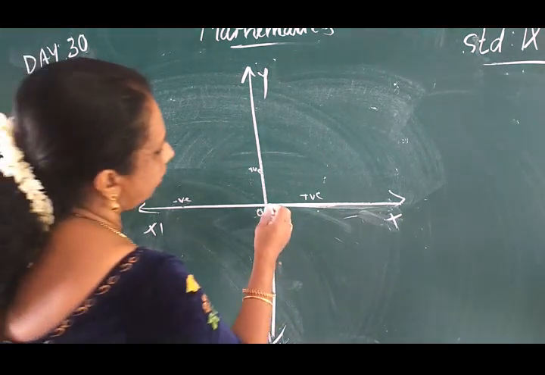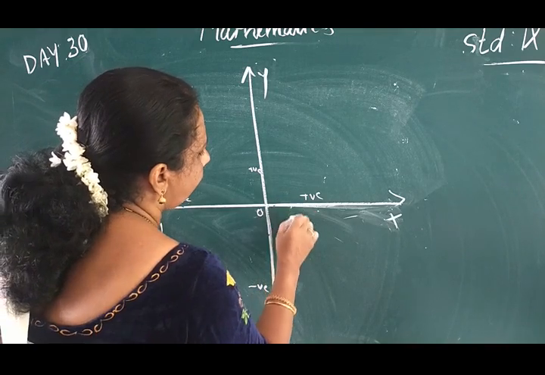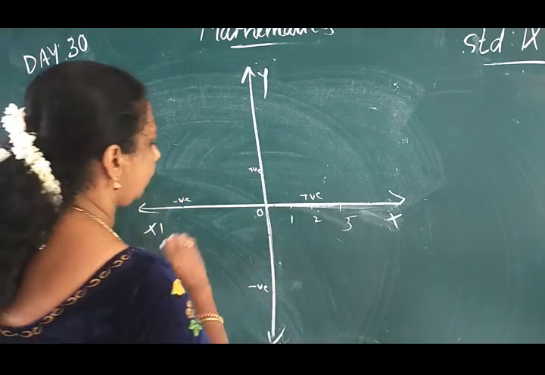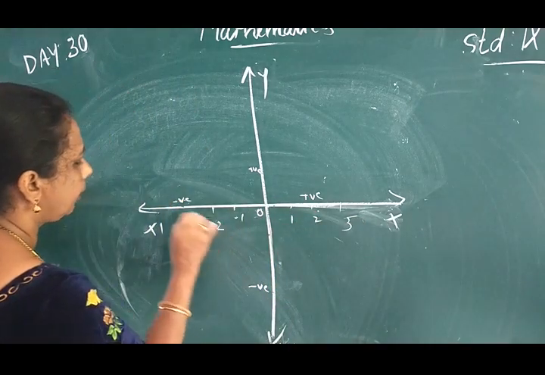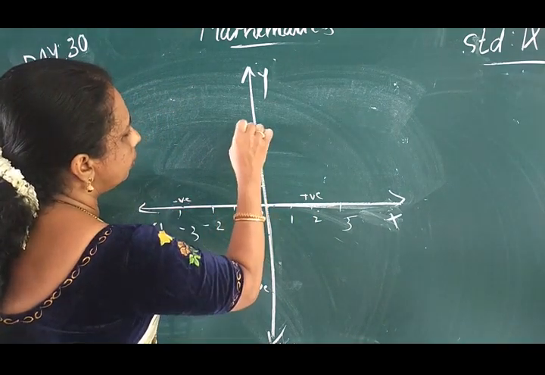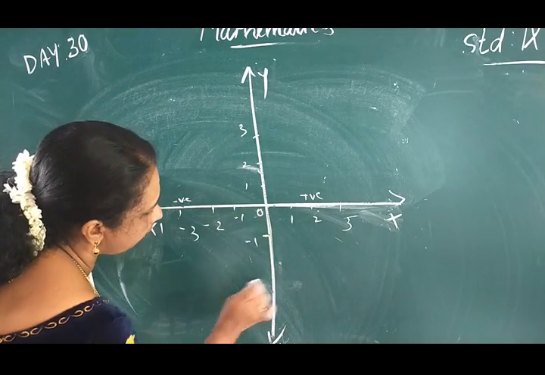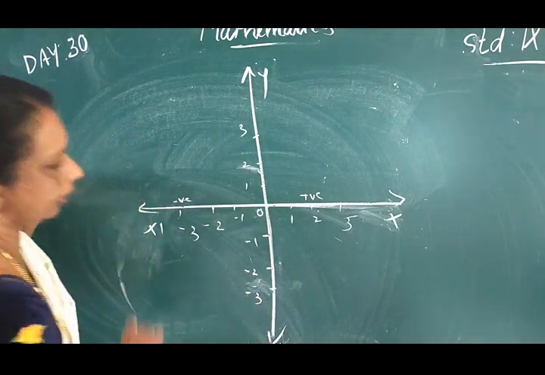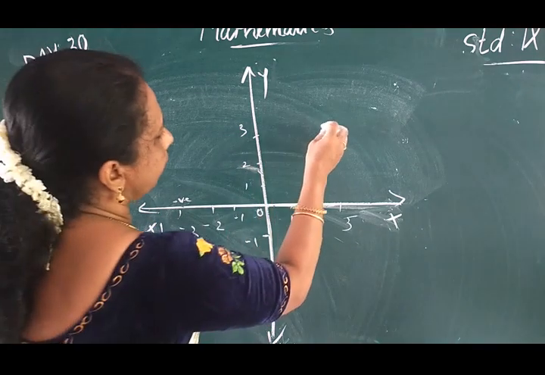Here 1, 2, 3, minus 1, minus 2, minus 3. Here also 1, 2, 3, minus 1, minus 2, minus 3. Here I am taking a point.